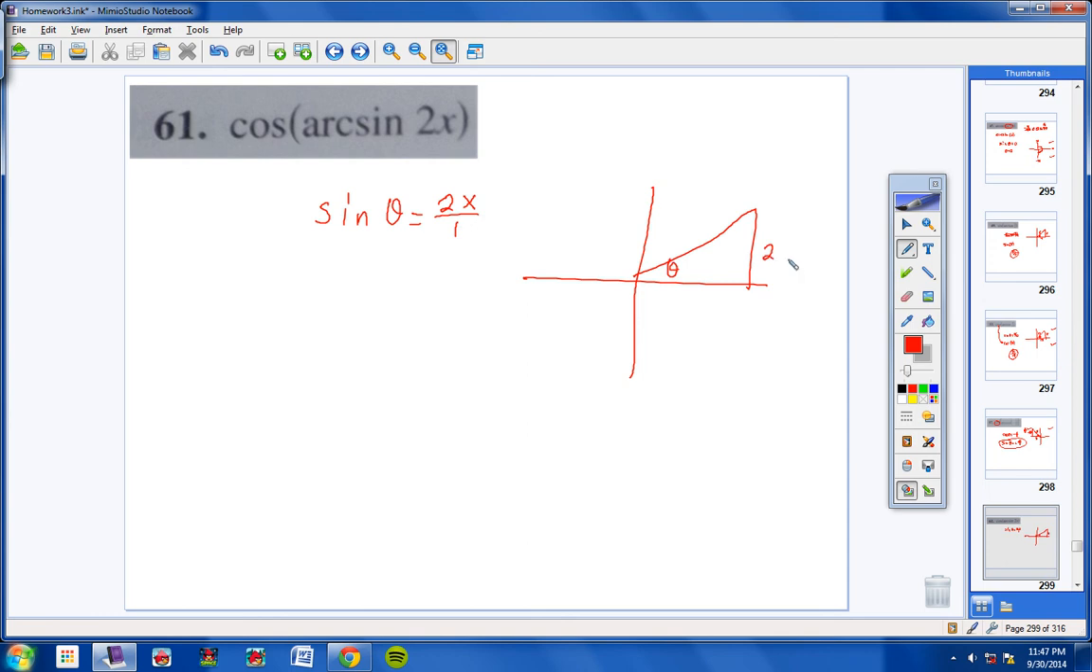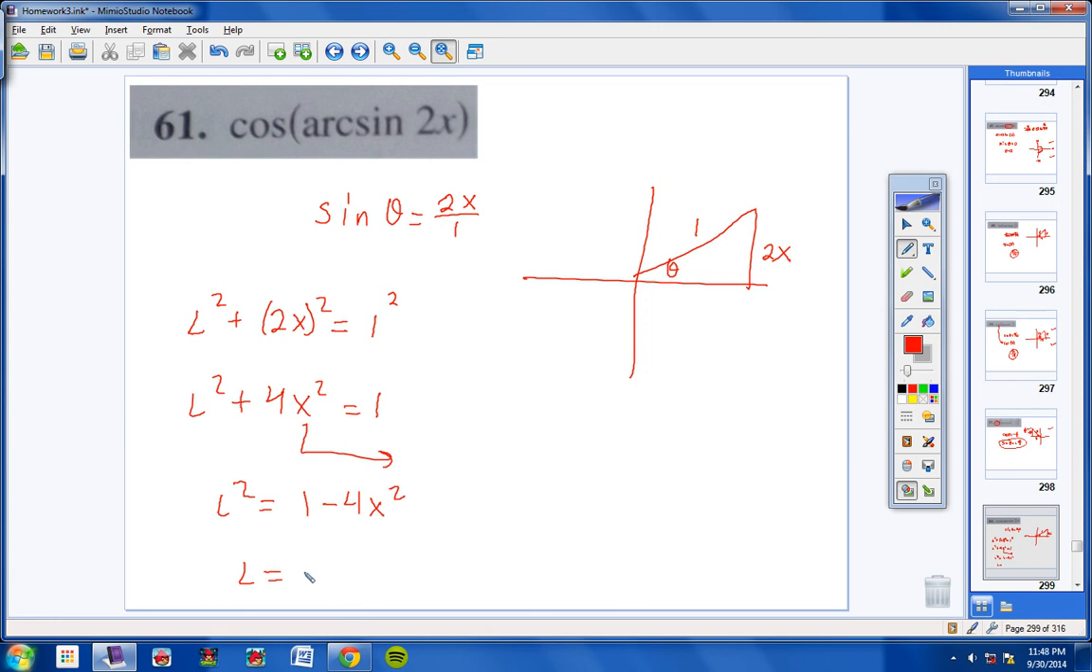So we have opposite over hypotenuse. Now using Pythagorean's theorem, we have one leg here. I'm just going to call it L for leg. So I have a leg squared plus my other leg squared equals the hypotenuse squared. That would be leg squared plus 4x squared equals 1. Then bring this term over, so L squared equals 1 minus 4x squared. Then take the square root of both sides, and we get the square root of 1 minus 4x squared. Okay, so there is the entire leg right here.